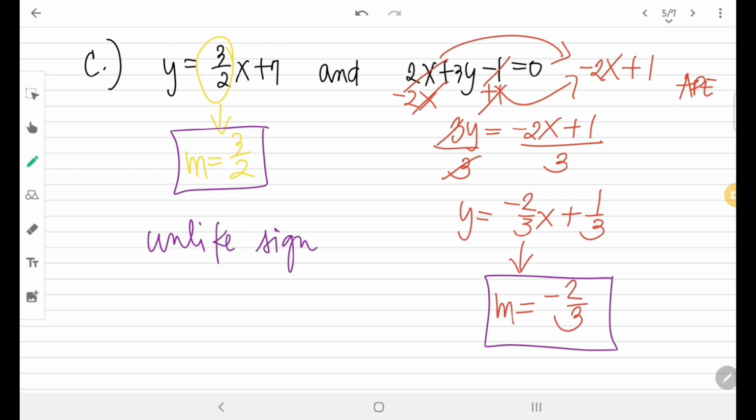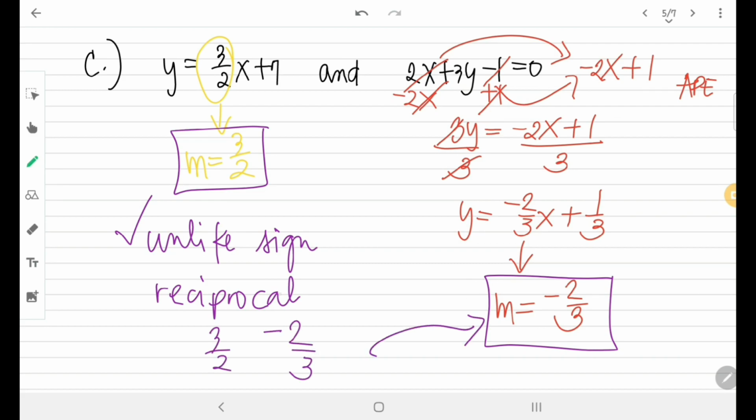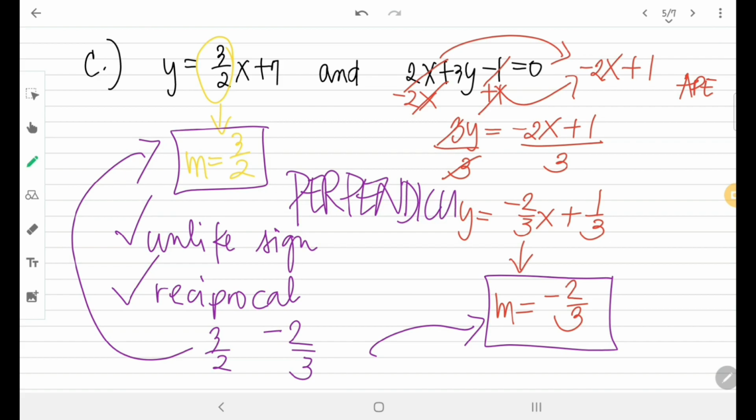So, hindi siya exactly the same, kaya titingnan natin kung parallel. So, unlike sign. And then, naka-reciprocal. Paano reciprocal? Kasi yung isa 3/2, yung isa 2/3. Tapos ito yung negative. So, we could say they are perpendicular.